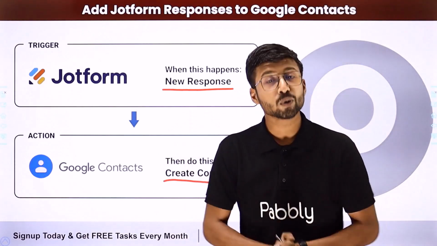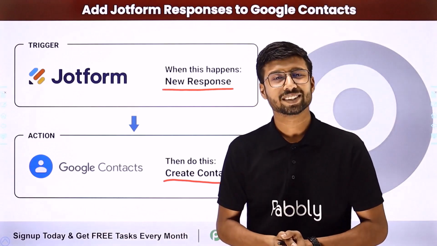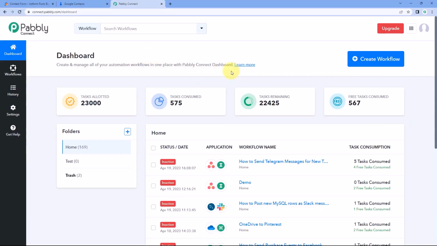So if you want to know how you can set up this automation, you just have to come with me to my screen. As you can see, here we are on Pabbly Connect's dashboard. Now to reach this dashboard, you will get a free sign-up link of Pabbly Connect in the description box below. By clicking on that link, you can create your free Pabbly Connect account in just 2 minutes.